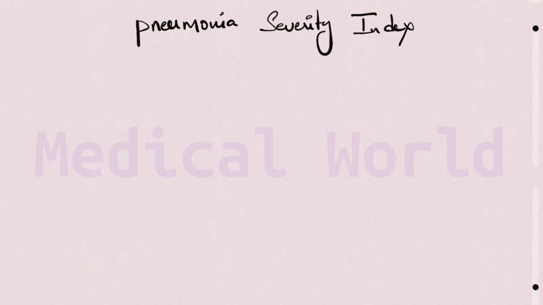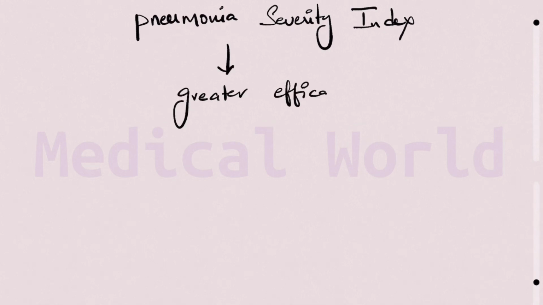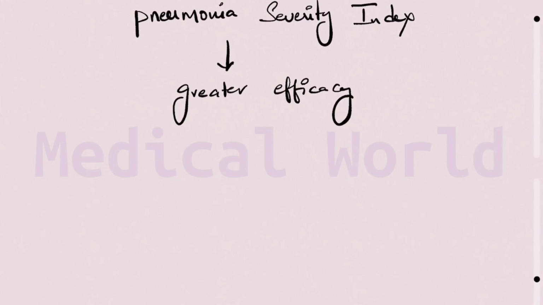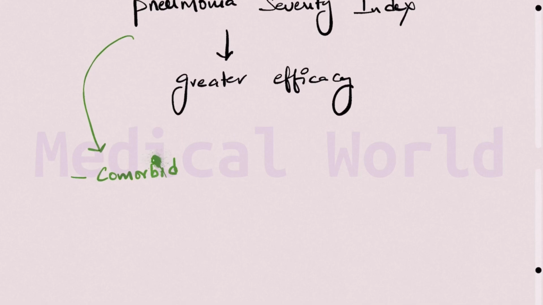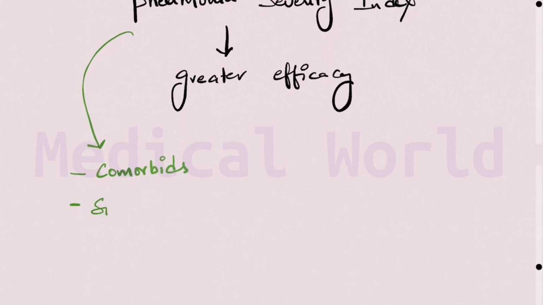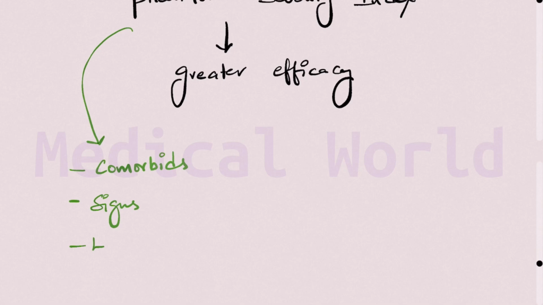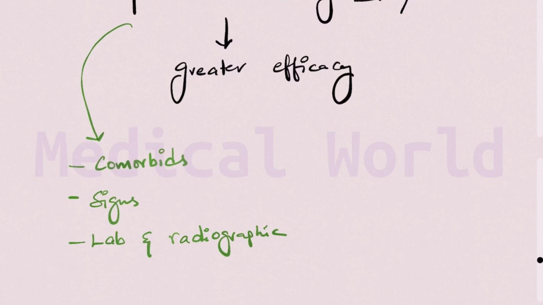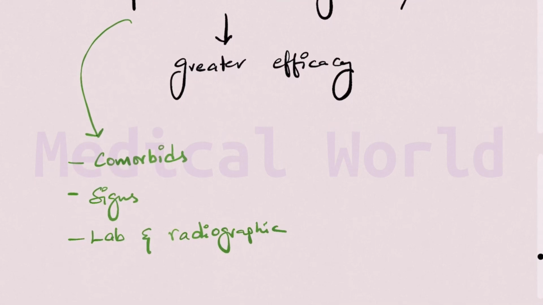There is another score called the Pneumonia Severity Index. This has greater efficacy than the CURB-65 score, but it is very difficult to calculate. This is based on the existing comorbid conditions, signs and symptoms of the patient, and both laboratory and radiographic findings. So based on this, prognosis can be assessed.